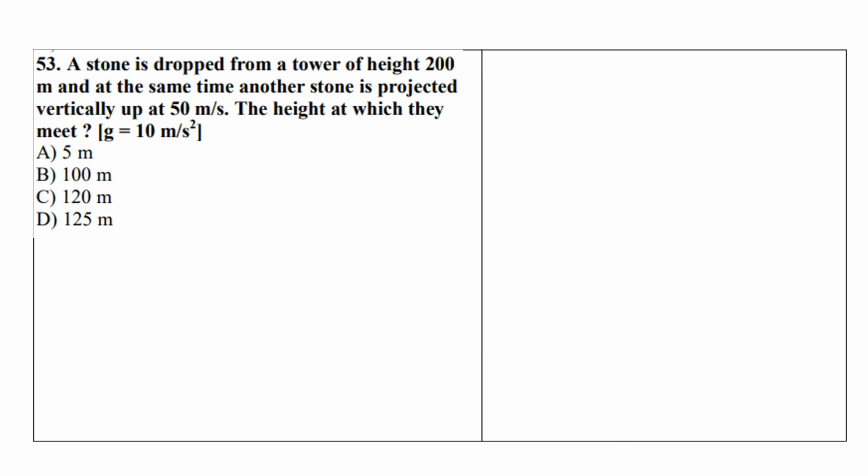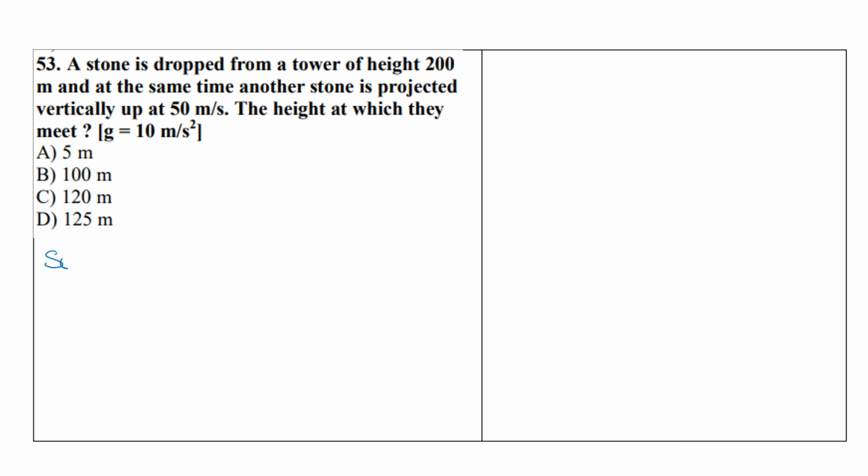Okay, next we will go to the next question. A stone is dropped from a tower of height 200 meters and at the same time another stone is projected vertically up at 50 meters per second. The height at which they meet. Here in this question they have given g value as 10 meters per second square. Now let us go to the solution.